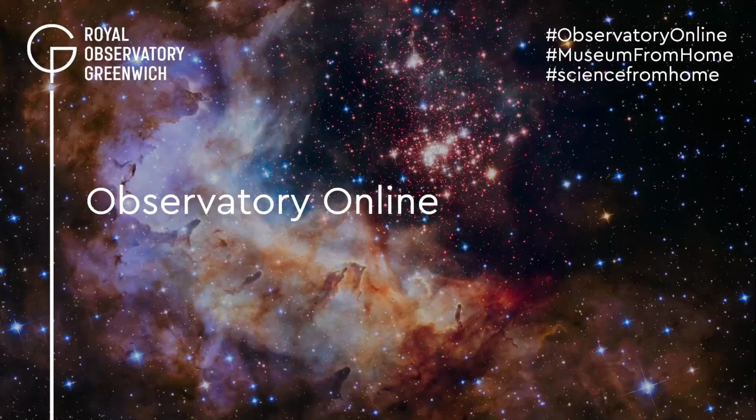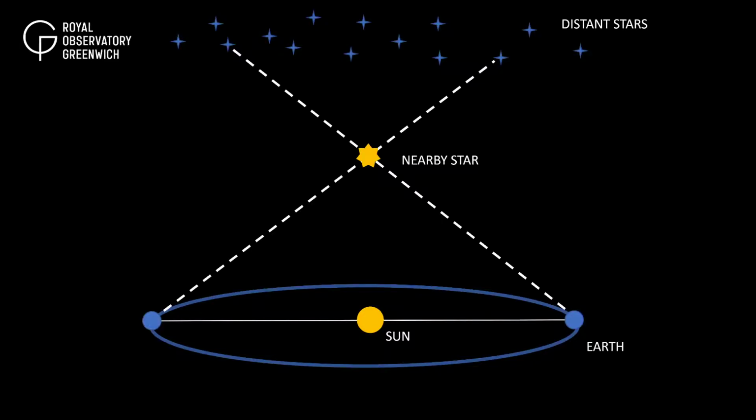So perhaps you've seen Dara's brilliant video on parallax, how you can measure the distance to nearby stars by seeing how they wobble against more distant stars as the Earth orbits around the Sun. But there's a problem. Parallax only works for the closest of stars. You want to measure the distance to a nearby galaxy? Ha! No chance. So what's next?